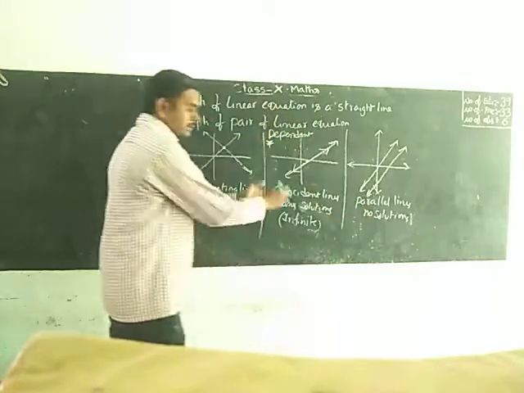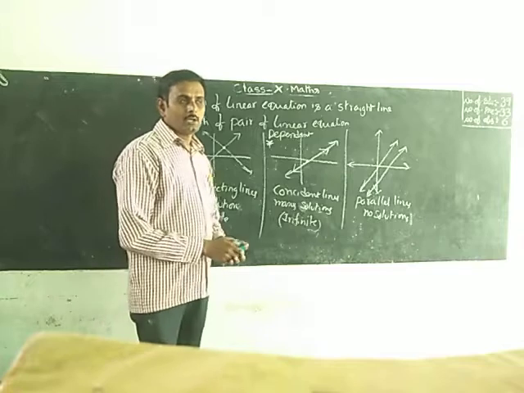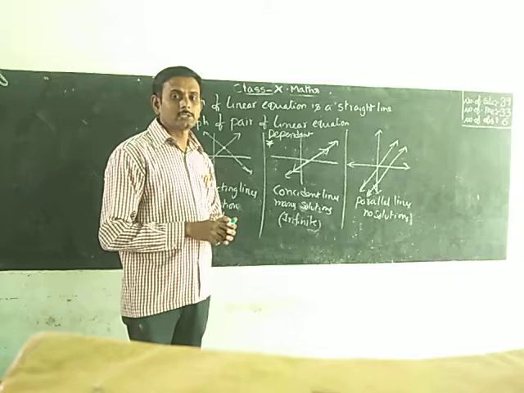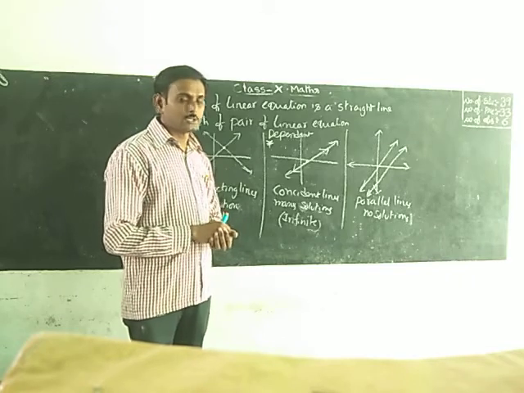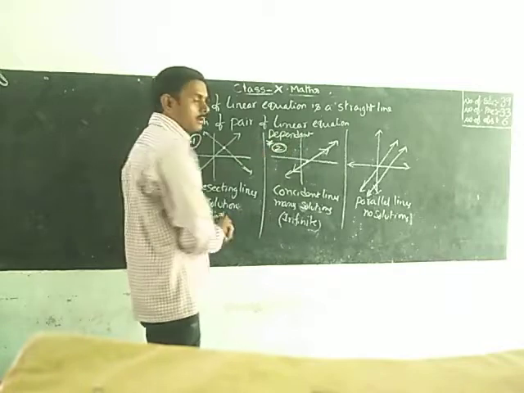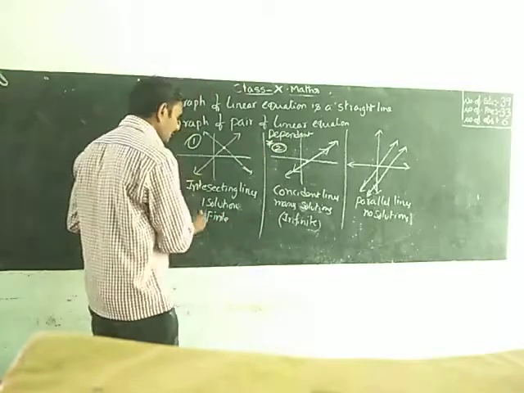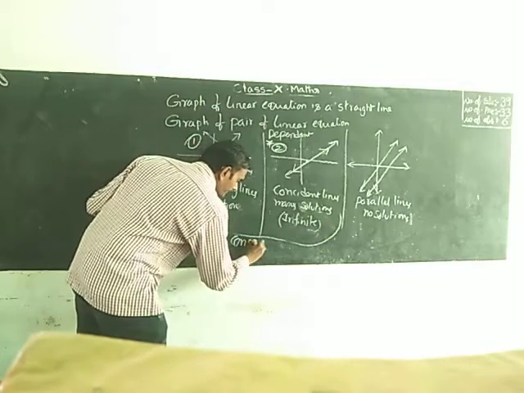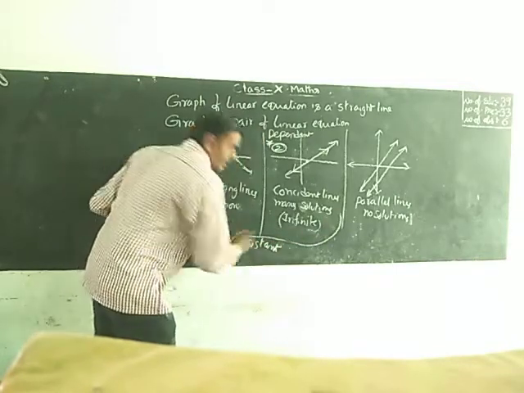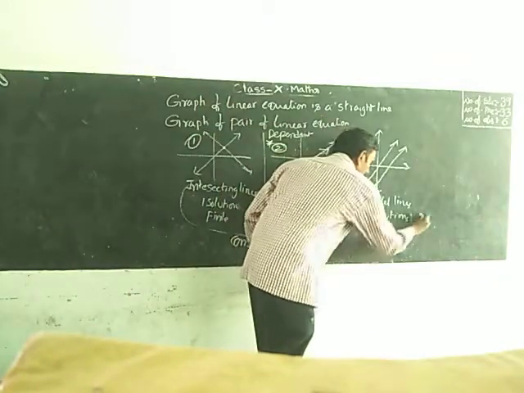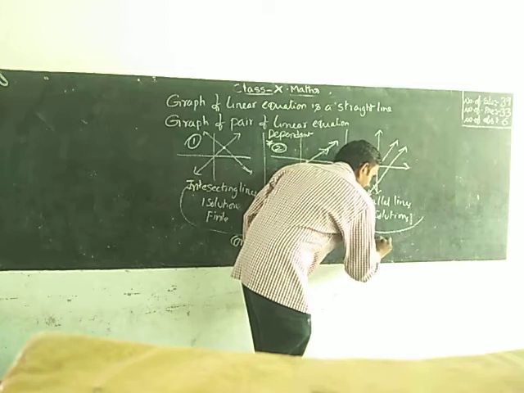By considering these situations, we can say any pair of linear equations having solutions are called consistent equations. Situation 1 and situation 2 are called consistent equations. Those which do not have a solution are called inconsistent.